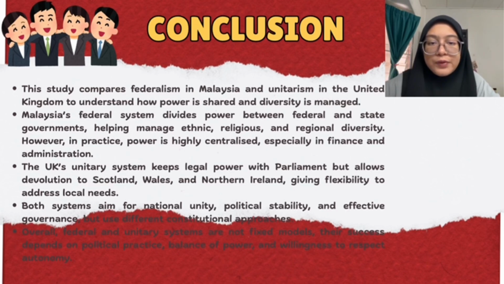Overall, we can see that federalism and unitarism are not fixed systems, but exist on a continuum. Their effectiveness depends not only on constitutional design, but also on political practice and the willingness of government to respect the balance of power.